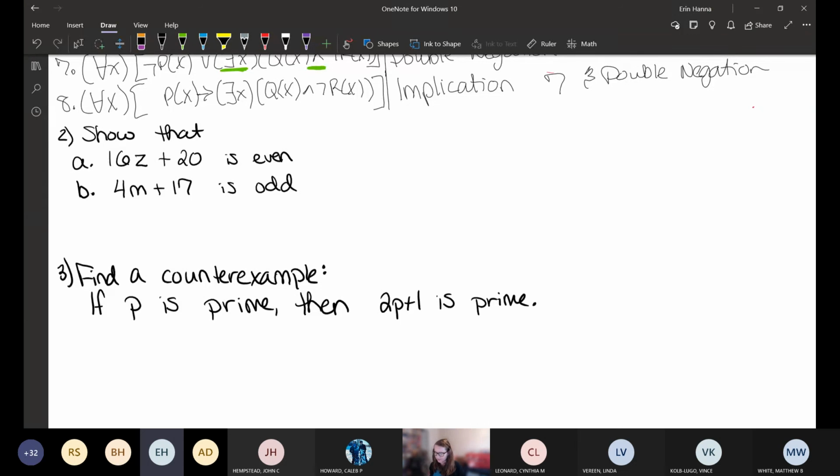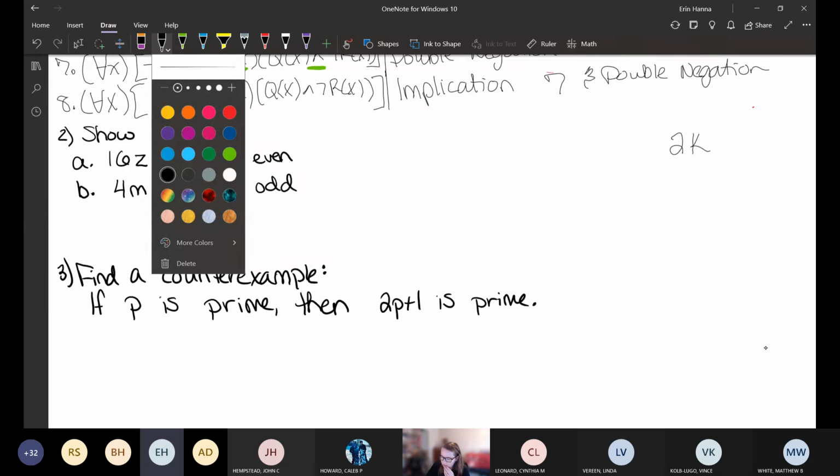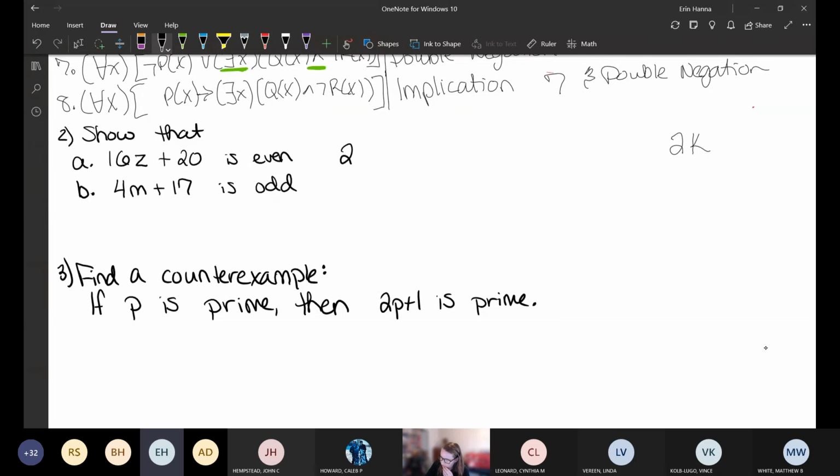So show that this thing is even and then the other thing is odd. So remember the definition of an even integer is that it can be written as some 2k, the variable doesn't matter. So essentially what we want to do is find some way to take 16z plus 20 and write it as 2 times something. Now since both of those numbers are even, they're divisible by 2, so you can factor a 2 out, leaving 8z plus 10, and that's the answer.